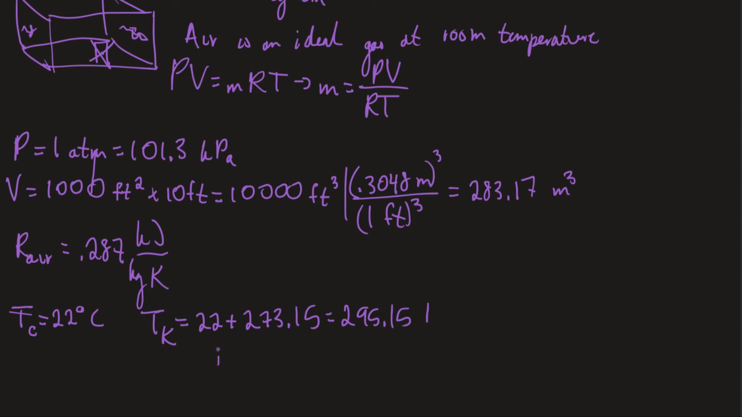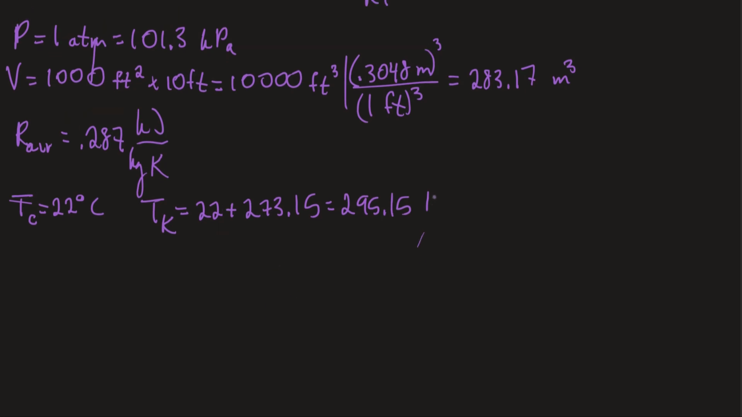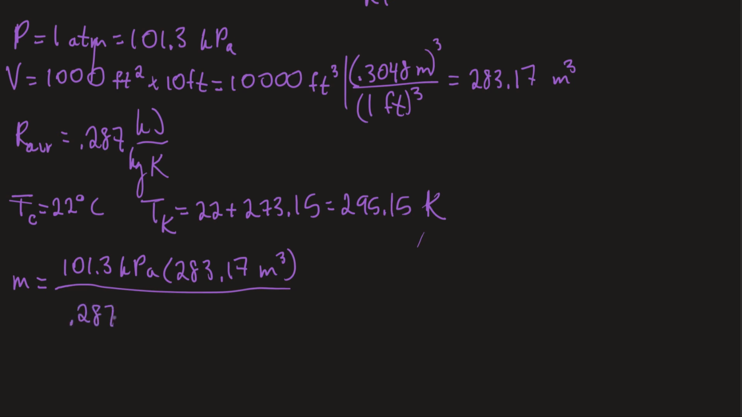And now we can use all of these numbers to determine the mass in that standard classroom. So the mass is going to be that pressure, so 101.3 kilopascals, times that volume, 283.17 meters cubed, divided by the gas constant of air, which is 0.287 kilojoules per kilogram Kelvin, multiplied by that room temperature of 295.15 Kelvin.